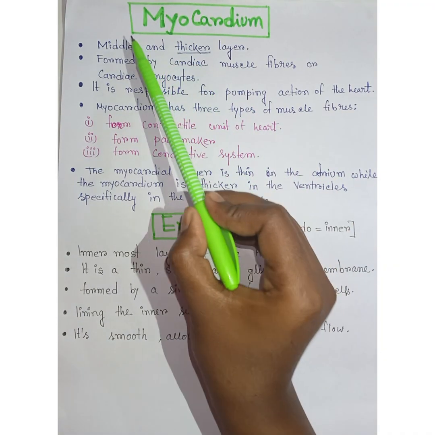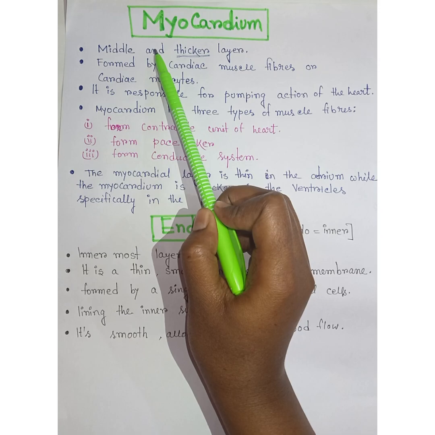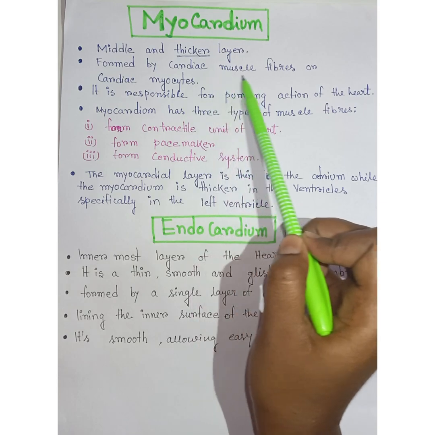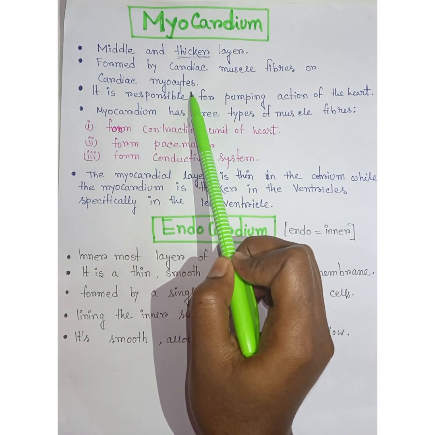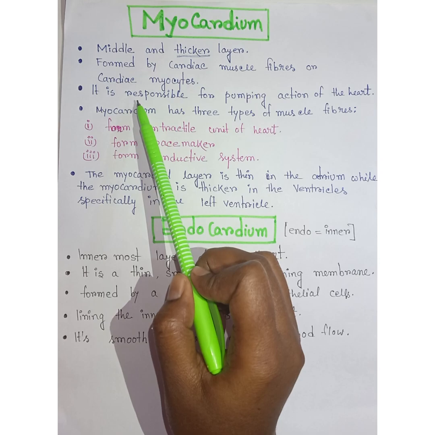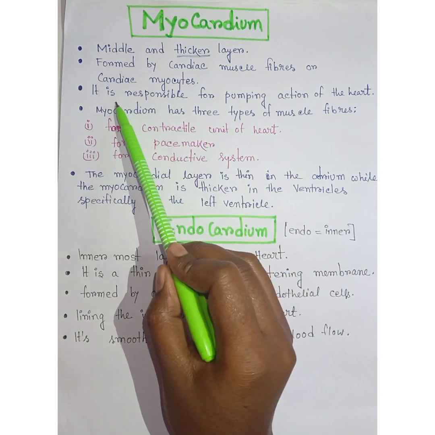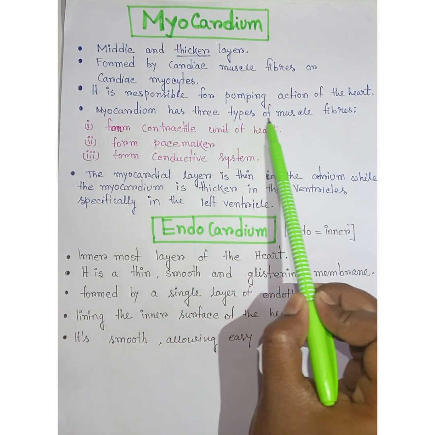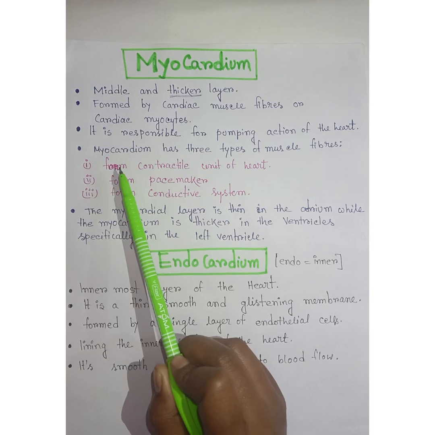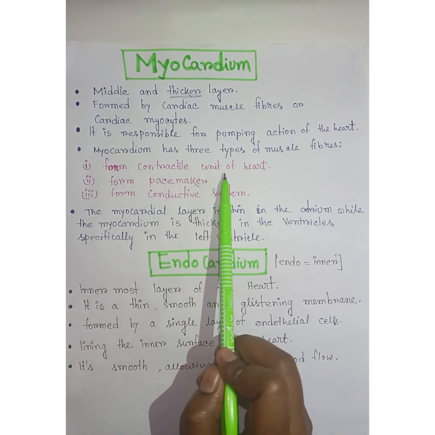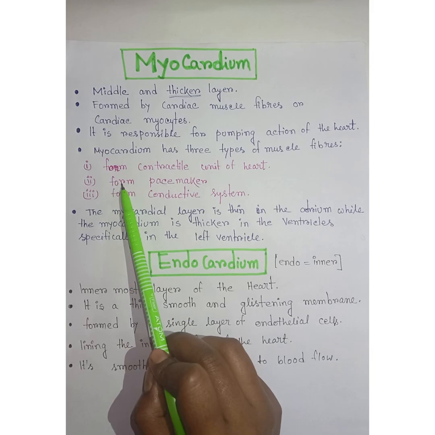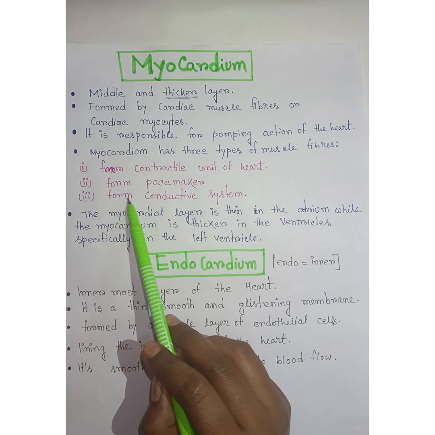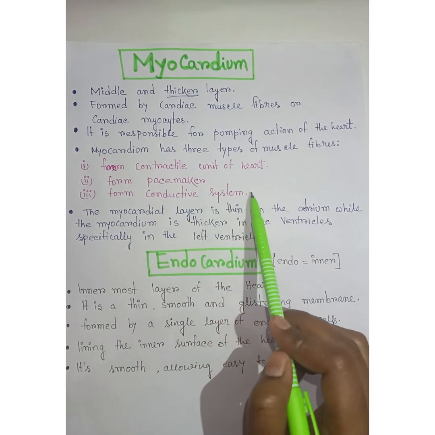Myocardium. The myocardium is the middle layer of the wall of the heart. It is the thicker layer, formed by cardiac muscle fibers or cardiac myocytes. The myocardium forms the bulk of the heart and is responsible for the pumping action of the heart. The myocardium has three types of muscle fiber: muscle fibers which form the contractile unit of the heart, muscle fibers which form the pacemaker of the heart, and muscle fibers which form the conductive system of the heart.